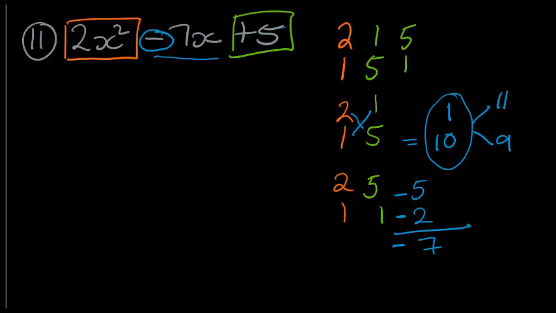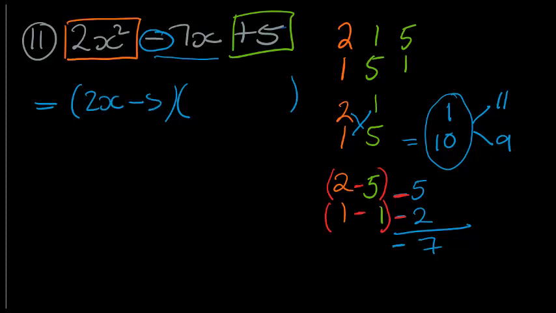Now that I know this, I now need to know that this minus sign goes in between there and this minus sign goes in between there. So technically these are my brackets. Those are the numbers that go in my bracket. So the answer to my question is then going to be 2 brackets. My first bracket is going to be 2x minus 5, and my second bracket is going to be x minus 1. That's my final answer.